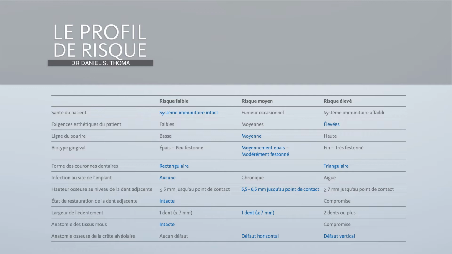Also, the bone height at the adjacent tooth site ranges between 5.5 and 6.5 millimeter from the contact point, which is of medium risk. The restorative status of the adjacent teeth, they're both intact, and looking at the width of the tooth gap, we have a distance of about 7 millimeter. The soft tissue anatomy is currently intact, but we do have a horizontal and vertical defect.